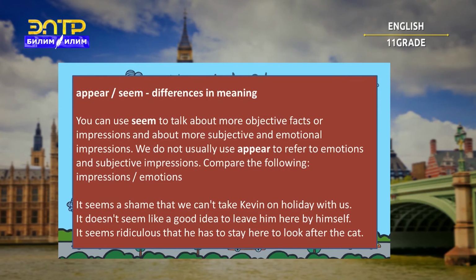Appear or seem, differences in meaning. You can use seem to talk about more objective facts or impressions and also about more subjective and emotional impressions. We do not usually use appear to refer to emotions and subjective impressions. Compare the following impressions or emotions. For example, it seems a shame that we can't take Kevin on holiday with us. It doesn't seem like a good idea to leave him here by himself. It seems ridiculous that he has to stay here to look after the cat.